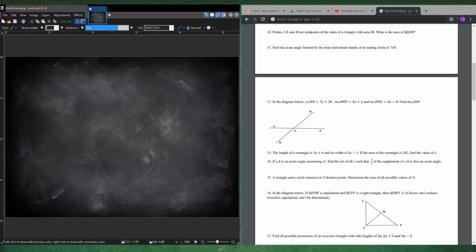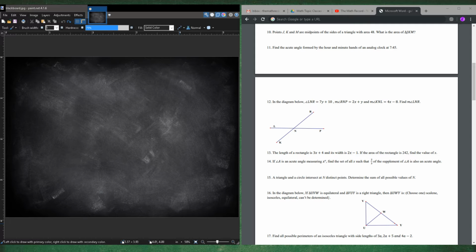LNR. So when they're giving me 3 angles that are right next to each other, what that's telling me is that they want me to make a system of equations. So you want to make a supplementary and a vertical. So it's telling me L and R is 7y plus 10. So 7y plus 10 is equal to KNP. I mean, KNL. Which one did they give me? KNR, RNP, and KNL. Okay, so I'm gonna do the supplementary. I'll just do it for KNL and LNR, so right here. Sorry.